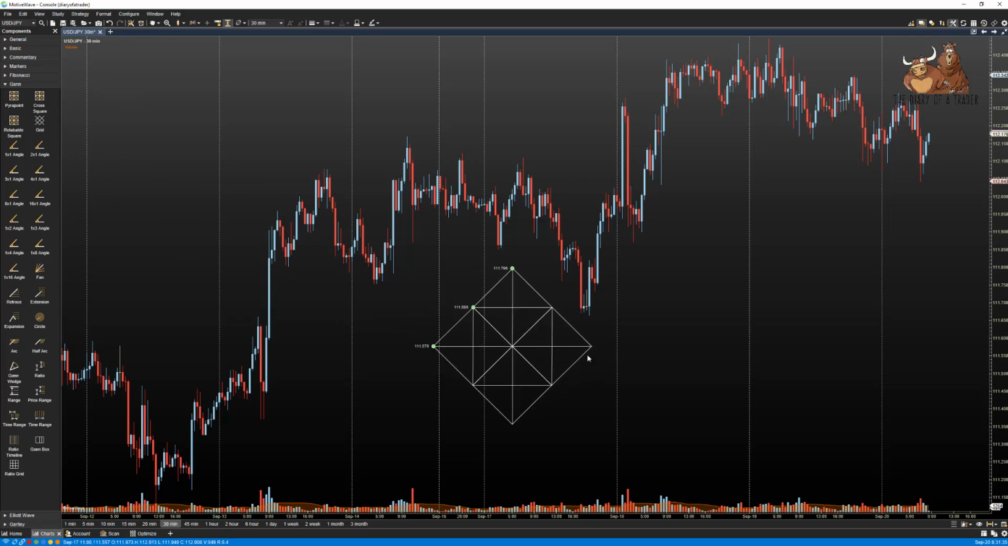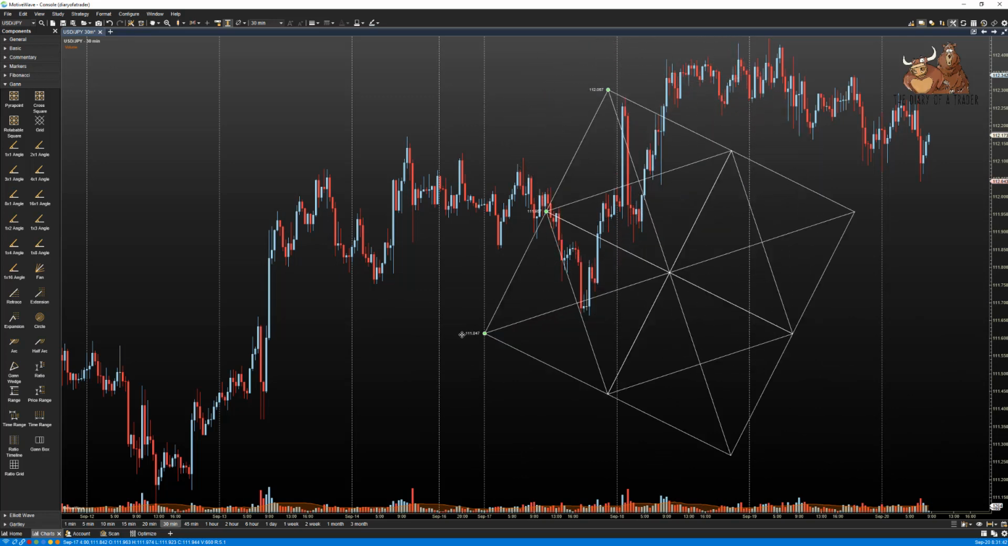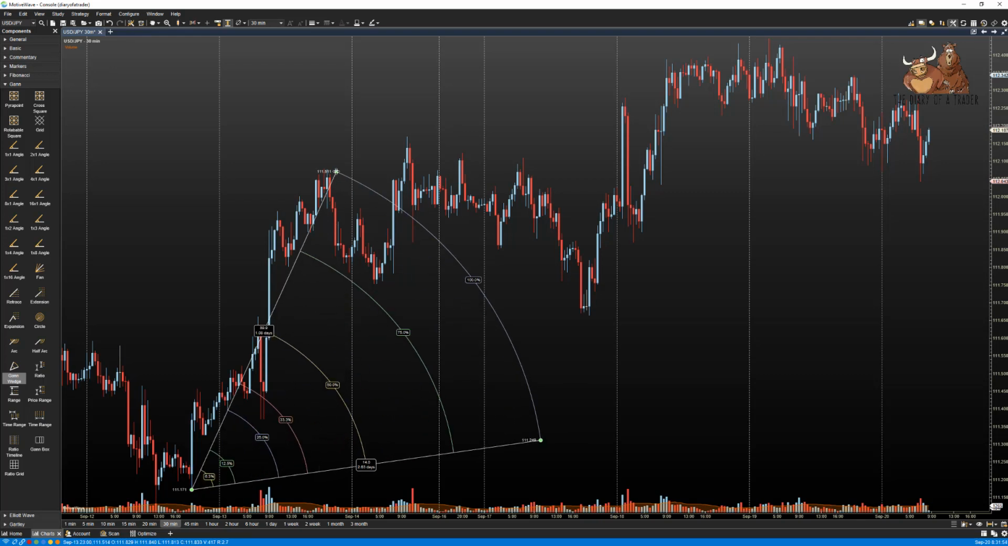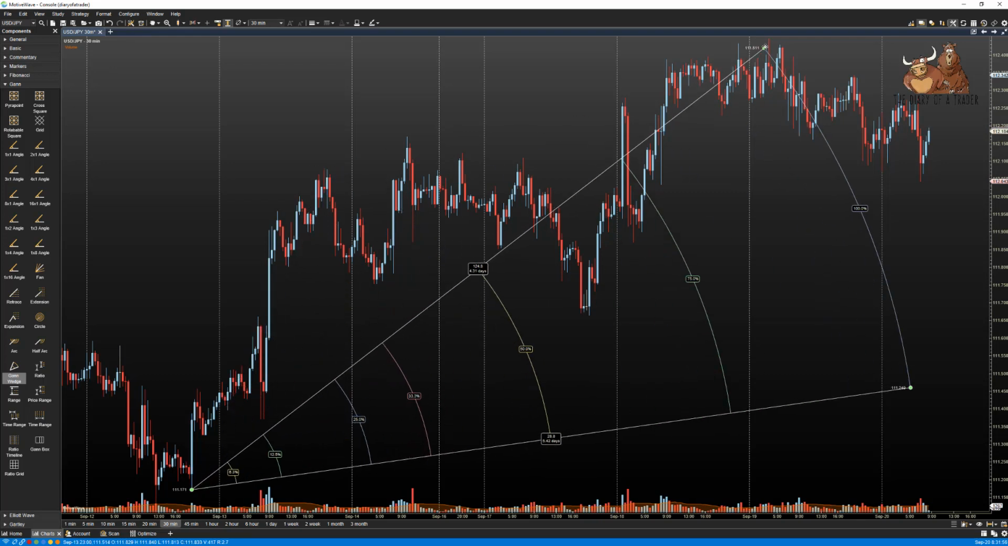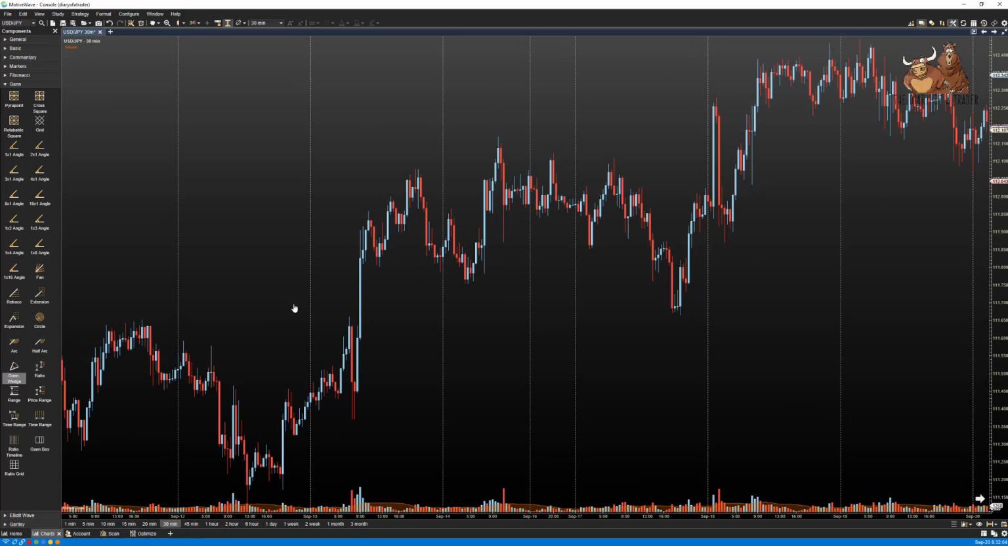We have rotatable squares that we can put down. You can also edit the shapes of them. You can put the degrees and lines in here. There's Gann. A Gann wedge is really just a Gann semicircle, but you can make it wider if you want. They have the Gann fan.